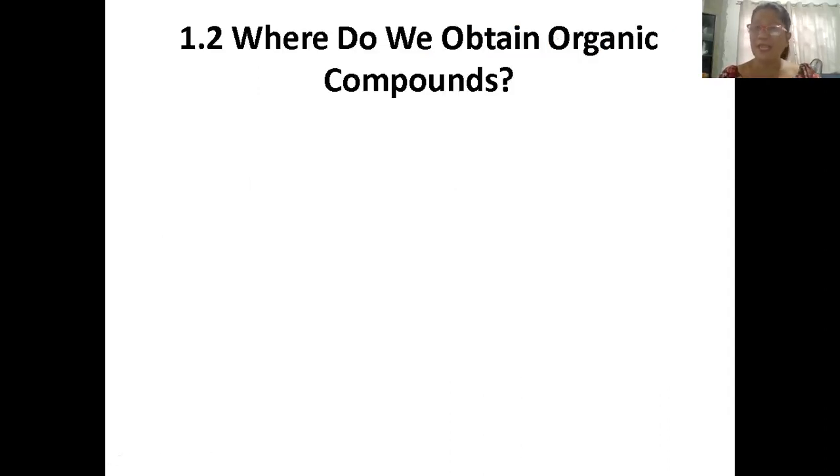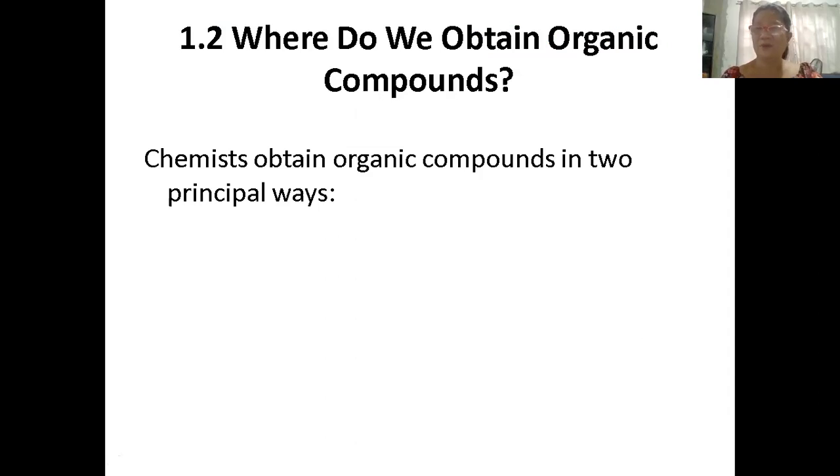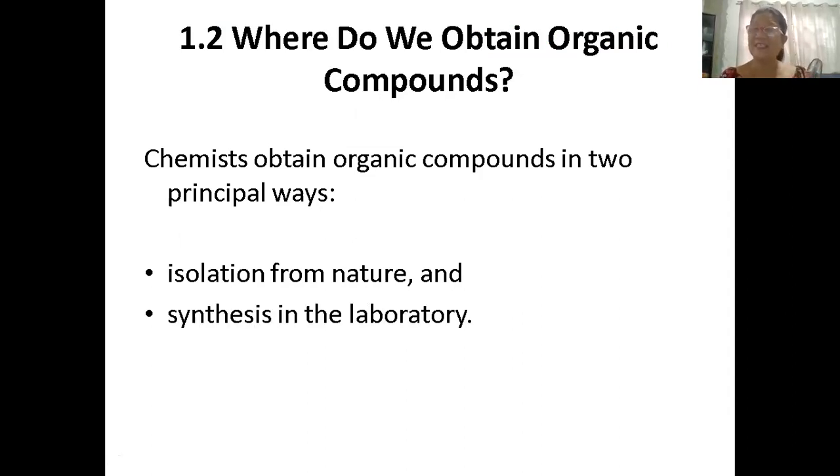You will find it out later on. So, where do we obtain organic compounds? There are two ways of obtaining organic compounds. First is isolation from nature. You isolate it, you get it from its source. The second is synthesis in the laboratory.